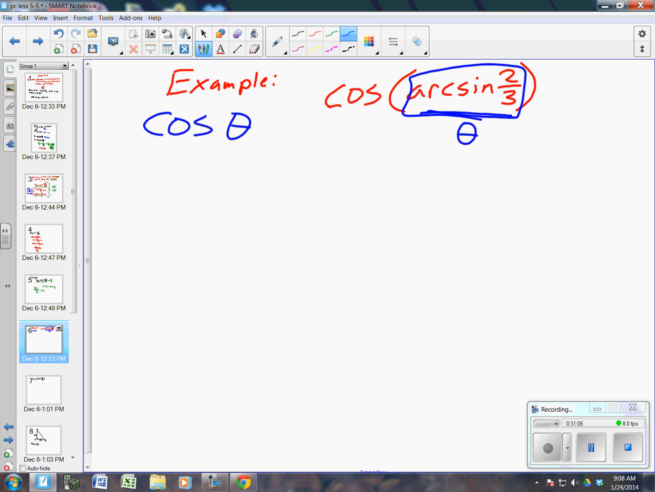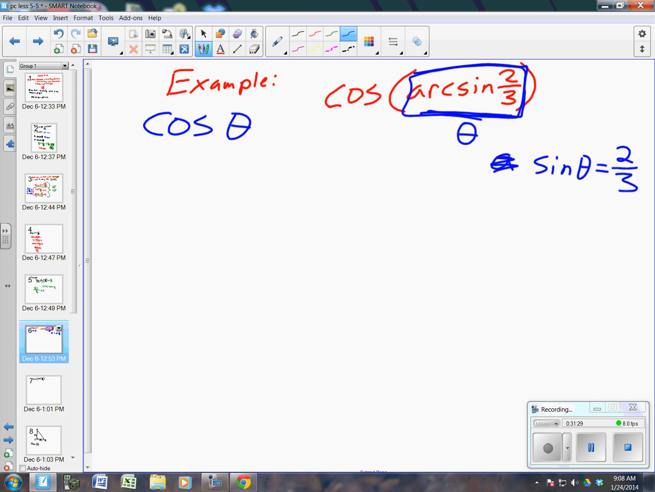Okay? Now, I'm given a hint. I know that the sine of the angle theta is 2/3. That's what arc sine of 2/3 means. It's telling me the sine of an angle is 2/3. Now you'll notice that 2/3 is not a point on the unit circle.